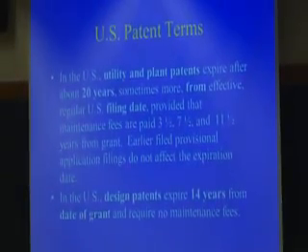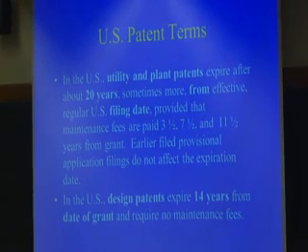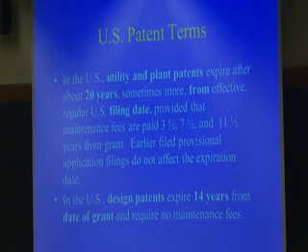In the United States, utility and plant patents expire after 20 years. Sometimes more. If there's been delays in the patent office, they'll give you a little extra time, if it's due to the patent office's delay. And 20 years is measured from the regular U.S. filing date. One of the things in the United States is that every so often you're required to pay maintenance fees to keep the patent in force. In the United States, there are 3 times you have to pay them. One at 3.5 years after issuance, one at 7.5 years, and one at 11.5 years after the grant of your patent. Earlier filed provisional application filings do not affect the expiration date.